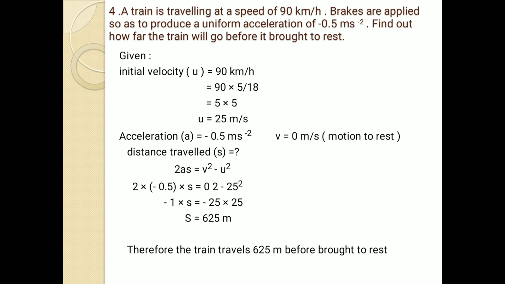See here, they are asking you to find the distance traveled. We can go for the second equation of motion itself. No, but here they didn't give the time taken, right? So time they didn't give, so we go for the third equation of motion, that is 2as is equal to v square minus u square. This is how you have to select the equation of motion.